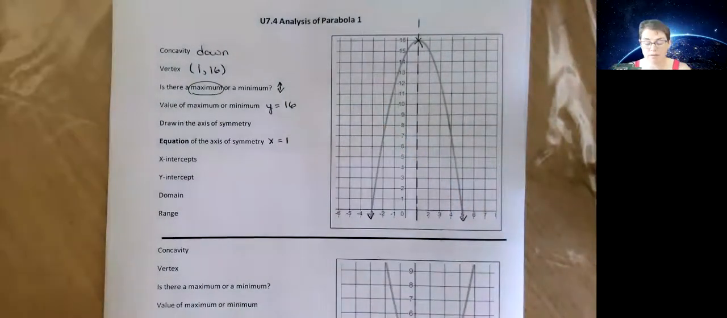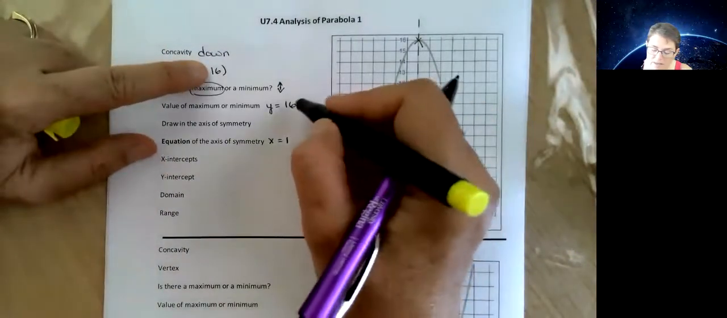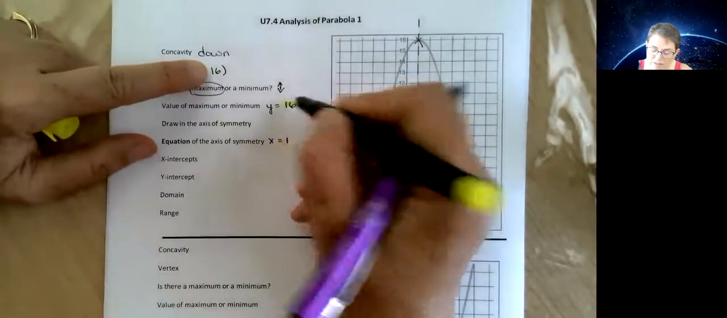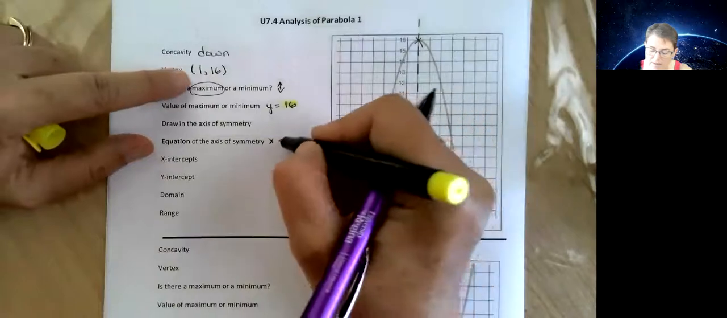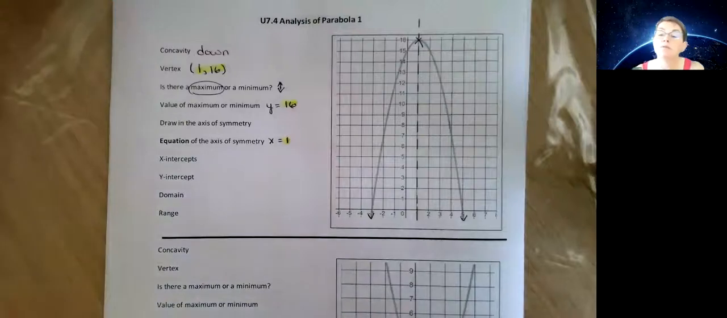Before we go further, I'm going to do my quick check. So I look at my vertex, and my minimum or max value should be the same. And then I look here, see, it's all matchy-matchy. That is a beautiful thing. So I know that those points are probably right.